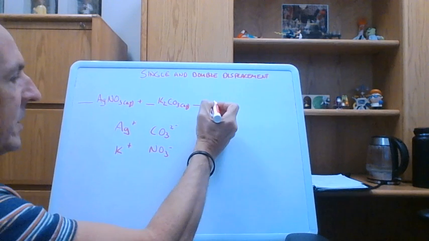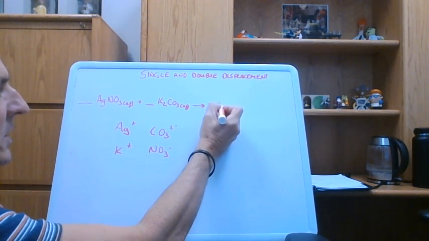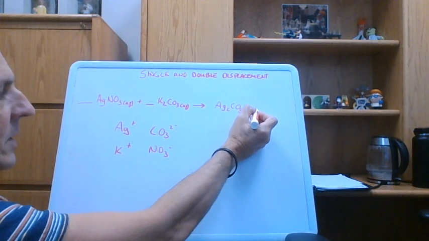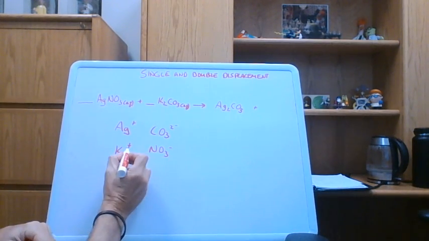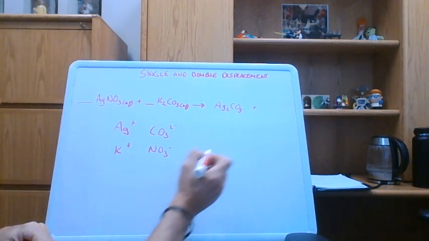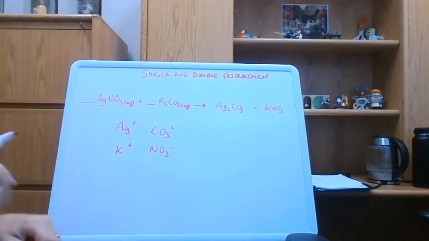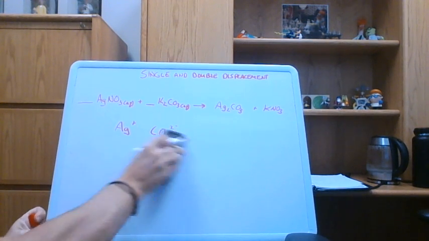If we cross multiply, we need 2 silvers for every carbonate. That's one of our products. And the other one is the potassium and the nitrate go together 1 to 1, KNO3. So those are the products of our double displacement reaction.